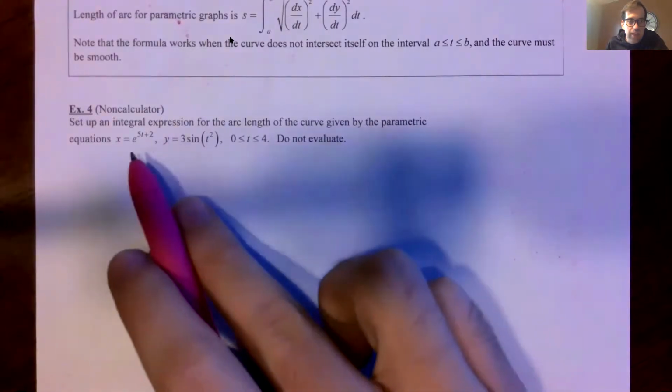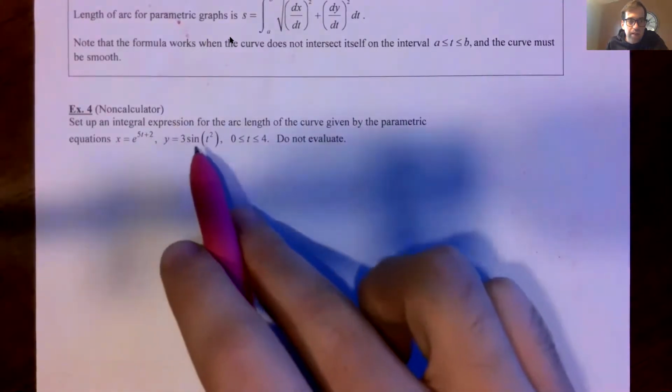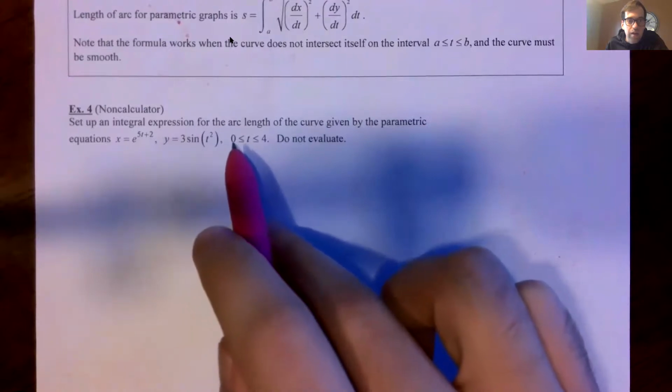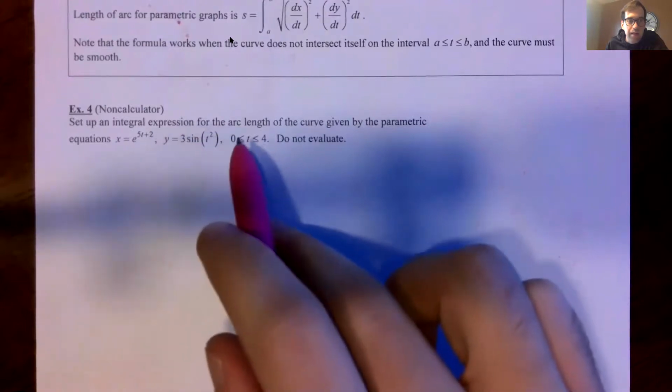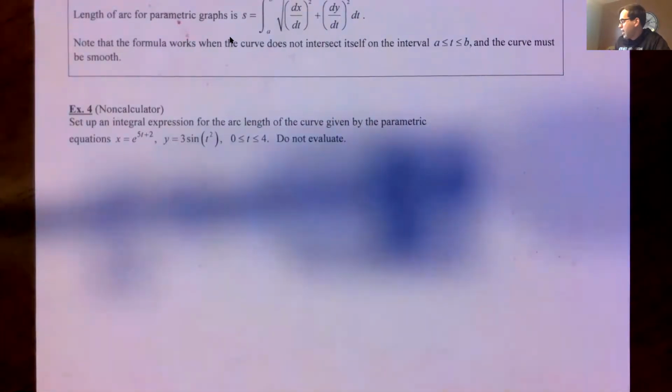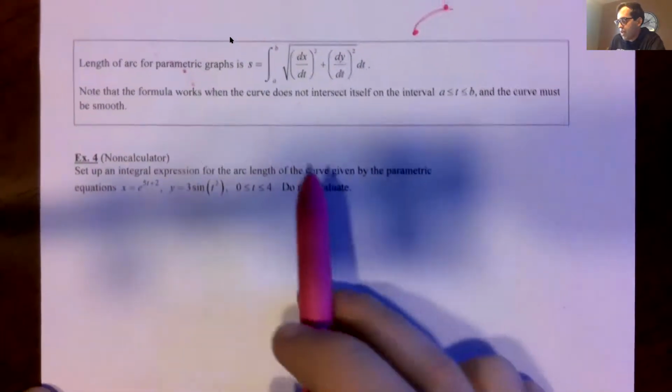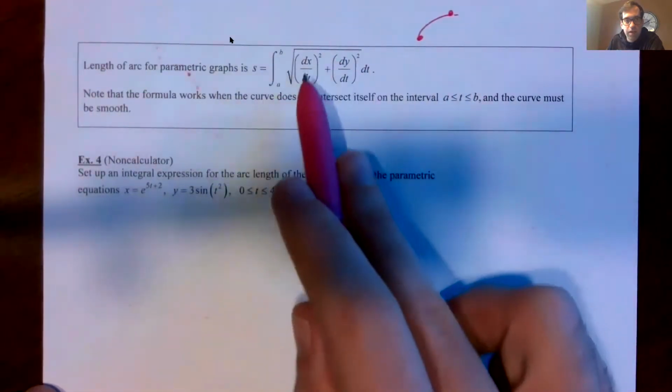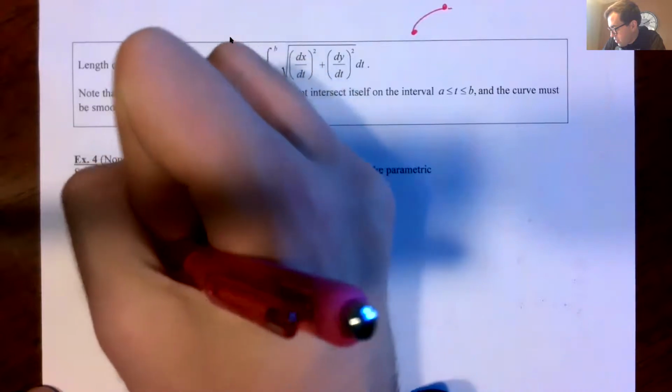Okay. Set up the integral expression for the arc length of the curve given by the parametric equations x equals e to the 5t plus 2 and y equals 3 sine of t squared. We're going to find the length of the arc from t equals 0 to t equals 4, and do not evaluate. So you can tell based off of this equation, we're going to need dx/dt and dy/dt. So let's find that first.